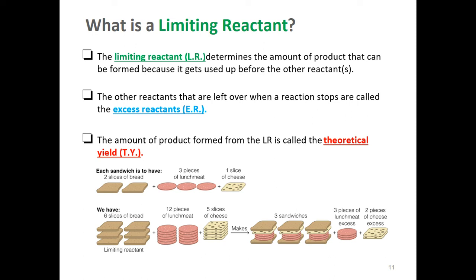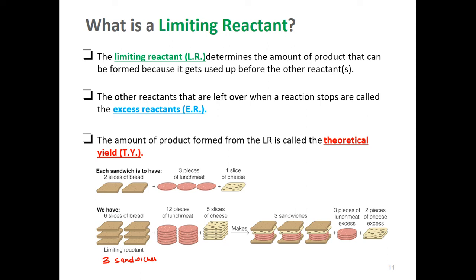Okay, so the reactants that we have, or the groceries that we are able to acquire, is six slices of bread, 12 pieces of lunch meat, and five slices of cheese. So, if each sandwich must have two slices of bread, from six slices of bread, we can make three sandwiches. Okay, so we can make three sandwiches if you had six slices of bread, right?